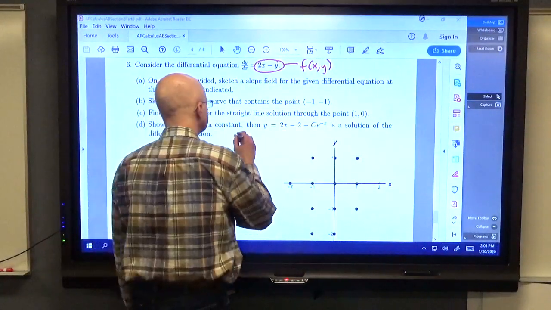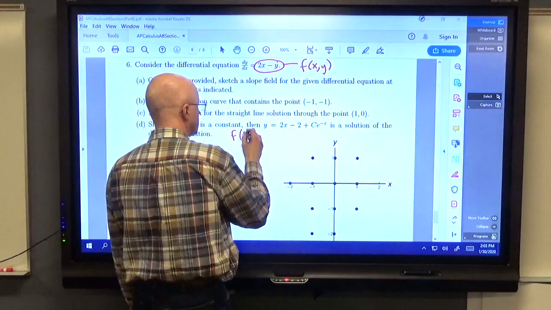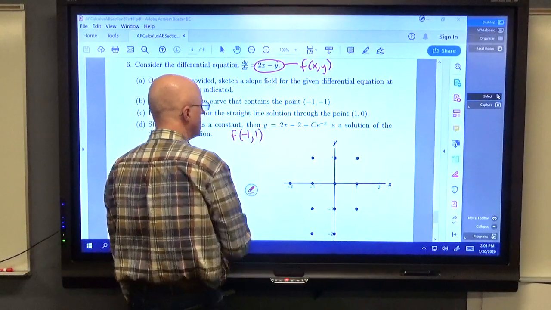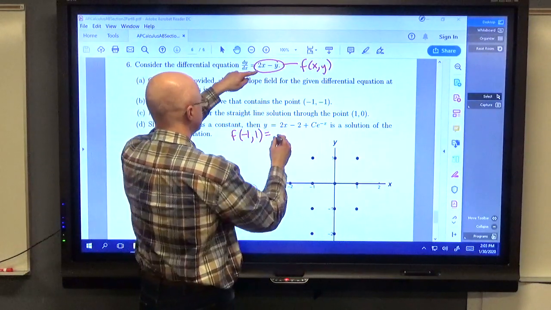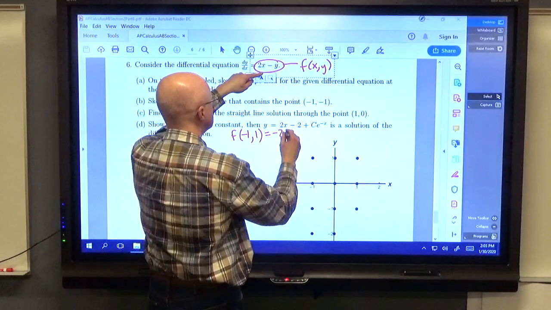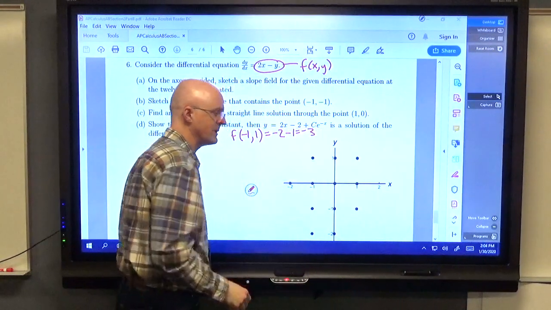So, for example, at this upper left point here, whose x coordinate is -1 and whose y coordinate is 1, go up to that formula, replace x with -1 to get -2, minus y is minus 1. This is negative 3. I want to draw a line segment with slope of negative 3.